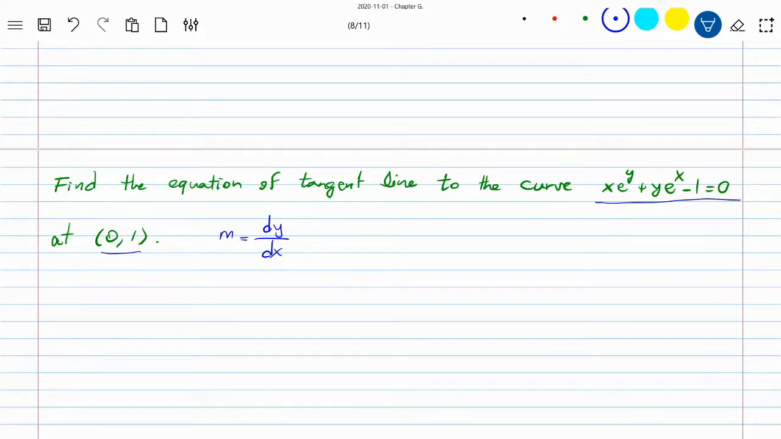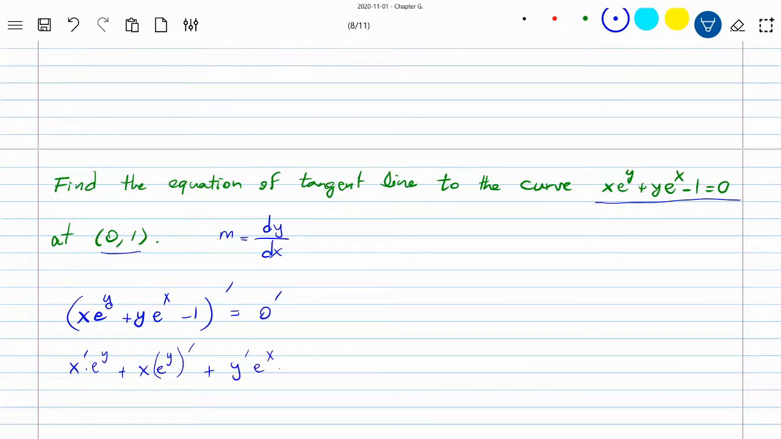So to find dy over dx, say x e to the y plus y e to the x minus 1 derivative equals 0 derivative. Derivative of left side would be x derivative times e to the y. You need product rule plus x e to the y derivative, use parentheses, plus y derivative e to the x plus y e to the x derivative. Minus 1 derivative is 0, the other side is 0.